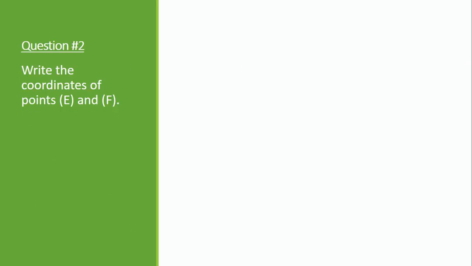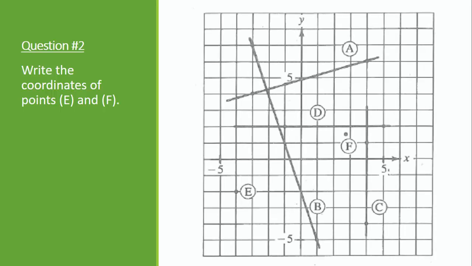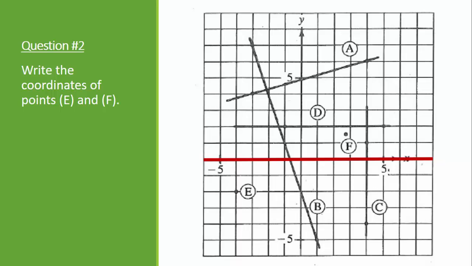Question 2. It says write the coordinates of points E and F. So we'll go back to our diagram from before and locate points E and F. Well, before we do that, I've drawn on here the origin, or the coordinate lines. This is our x line, our abscissa, moving from left to right. And we also have the ordinate, or the vertical, y.